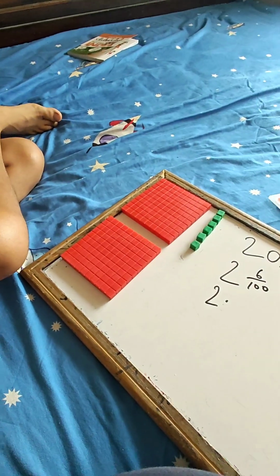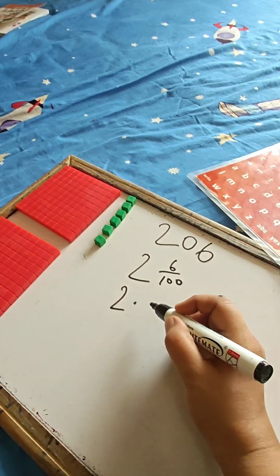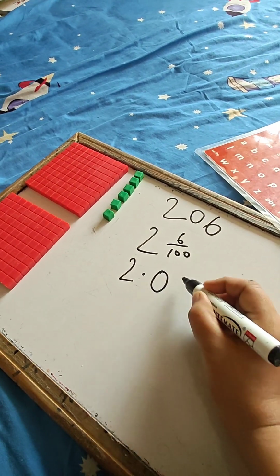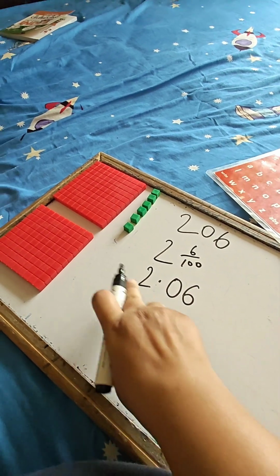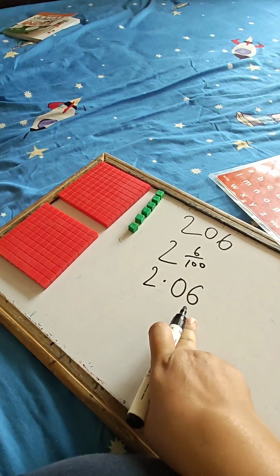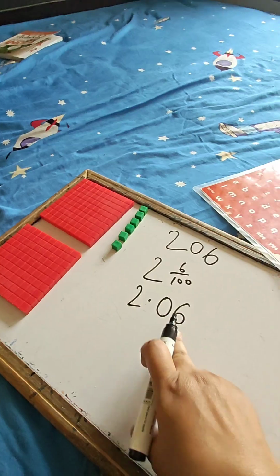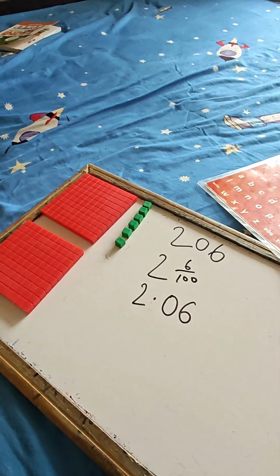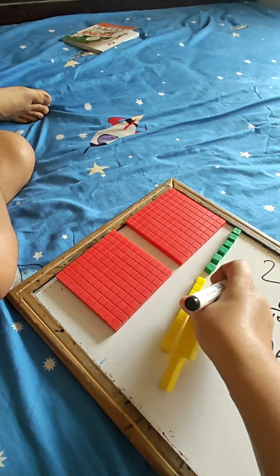6. No. That's where it is different. 2.06 because there are no tens here. There are 6 by 100. That will become 06. Now, if we add tens here, we'll try to do that also.